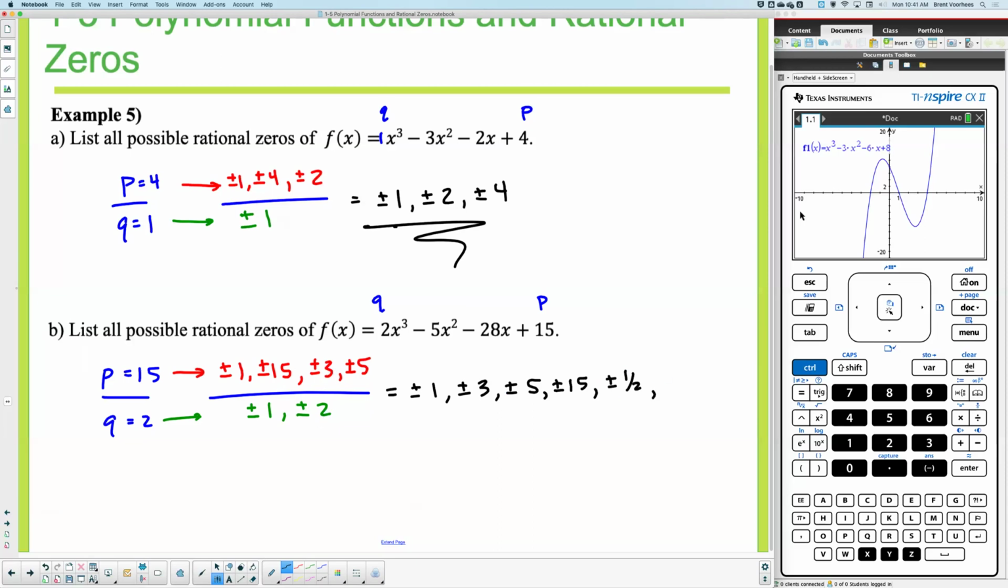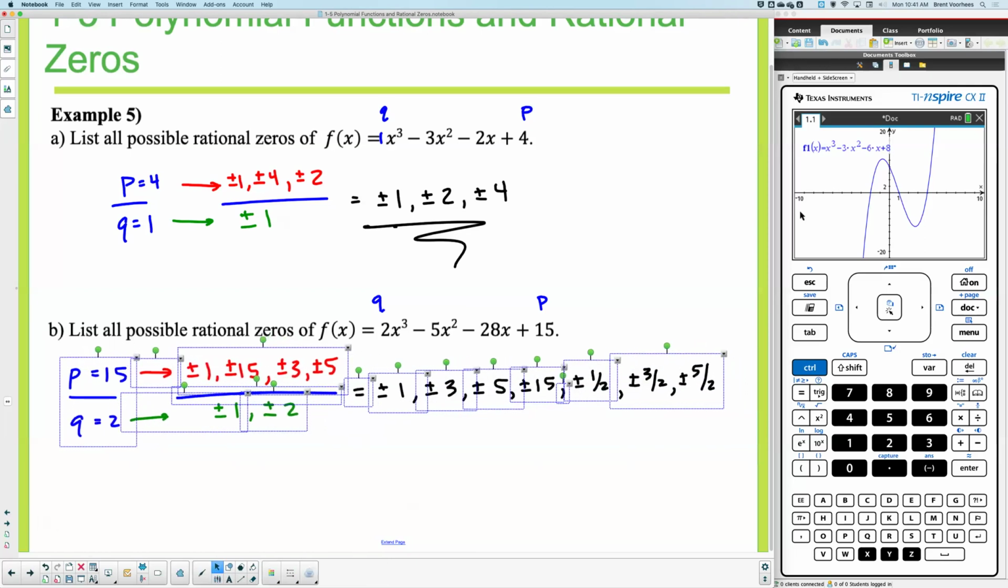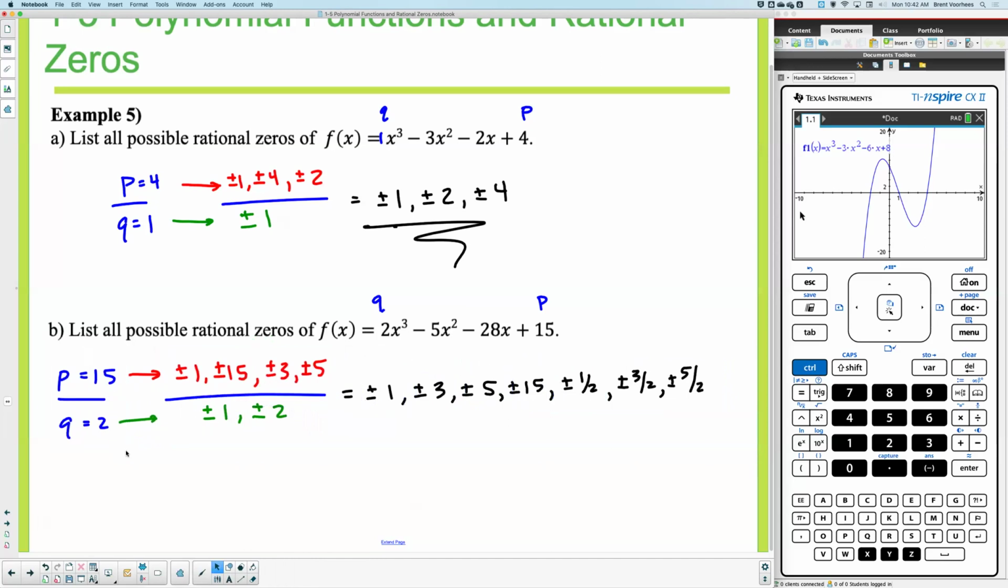3 divided by 2. What's 3 divided by 2? 3/2. 5 divided by 2? 5/2. Finally, last one. 15 divided by 2? That does not simplify, does it? So we just leave it as 15 over 2.